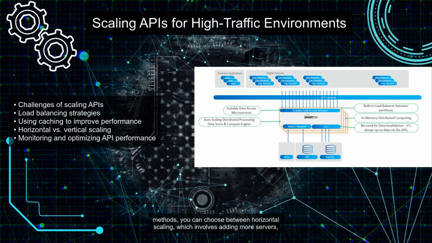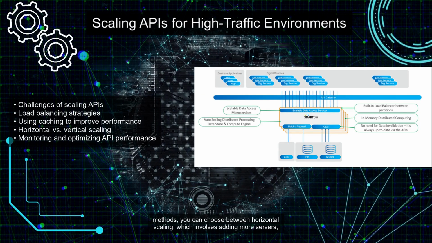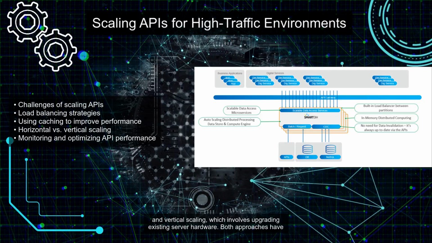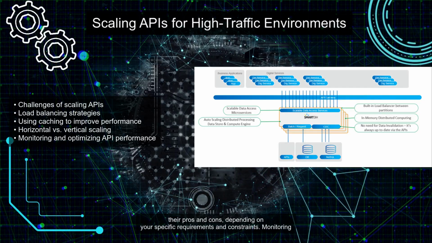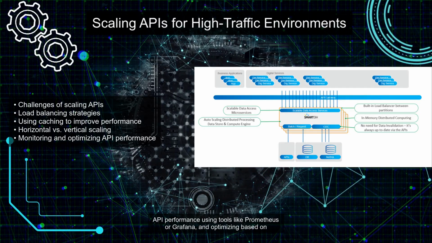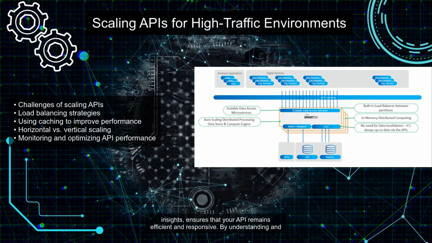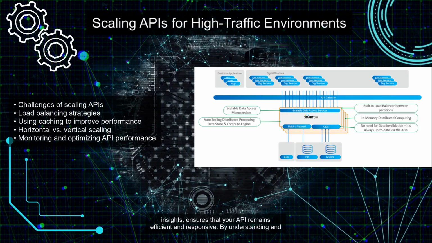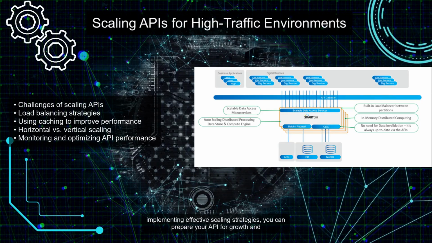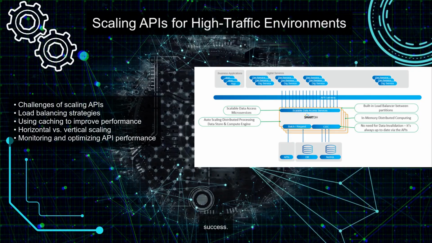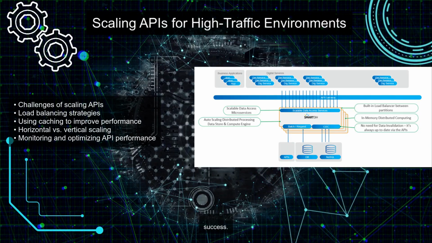When considering scaling methods, you can choose between horizontal scaling, which involves adding more servers, and vertical scaling, which involves upgrading existing server hardware. Both approaches have their pros and cons, depending on your specific requirements and constraints. Monitoring API performance using tools like Prometheus or Grafana, and optimizing based on insights, ensures that your API remains efficient and responsive. By understanding and implementing effective scaling strategies, you can prepare your API for growth and success.